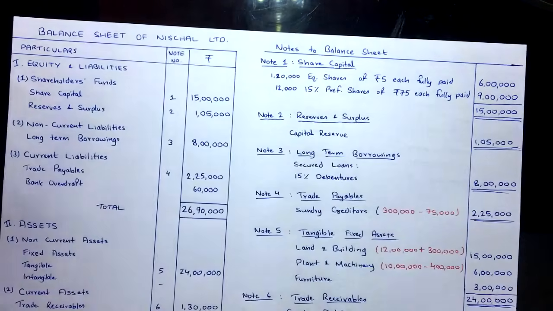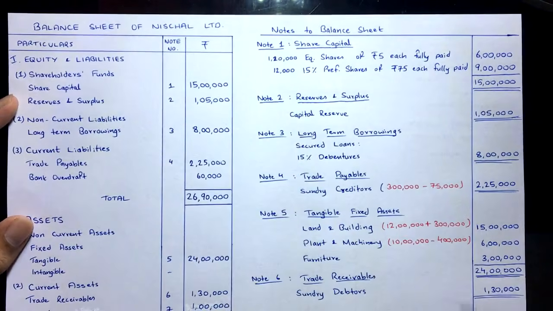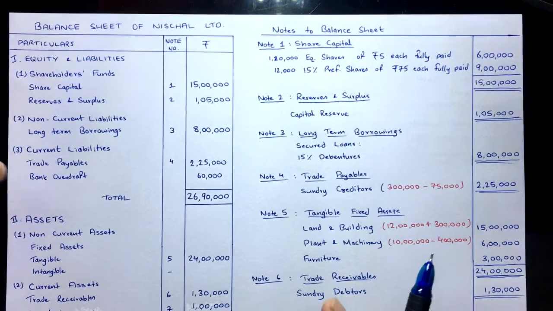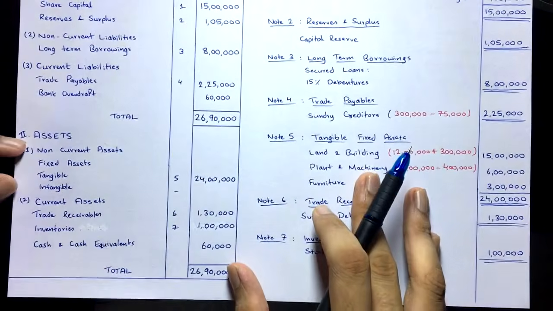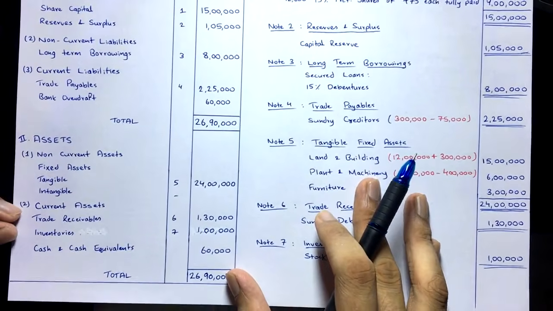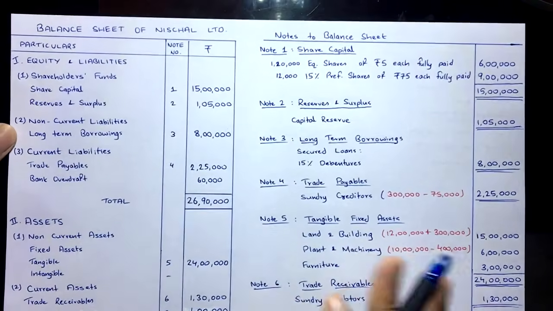See, the format is very simple, right? We have got particulars column, note number column, and amount column, isn't it? Equity and liabilities, assets. In equity and liabilities, what do we have? Shareholders funds, non-current liabilities, and current liabilities, the main heads, right? And in the assets, non-current assets and current assets. Simple. Yes, so let's start.